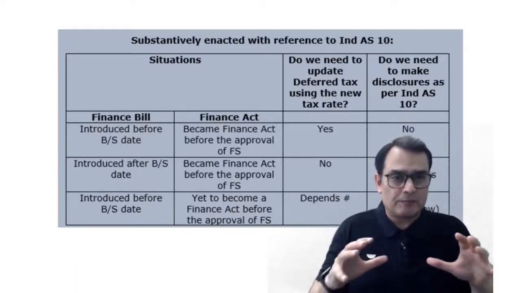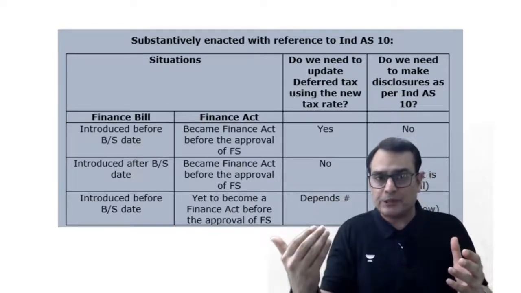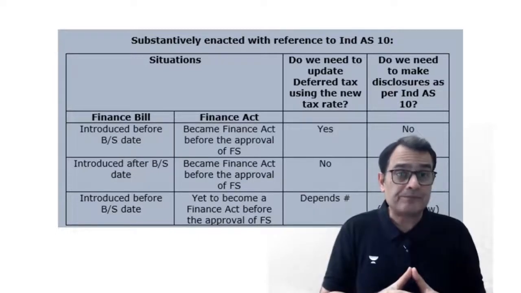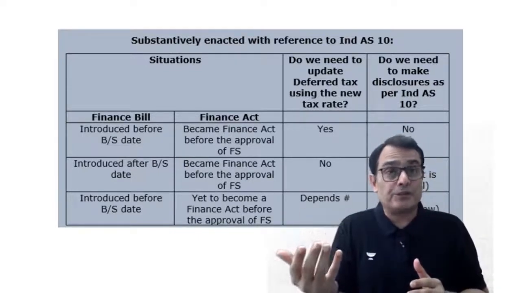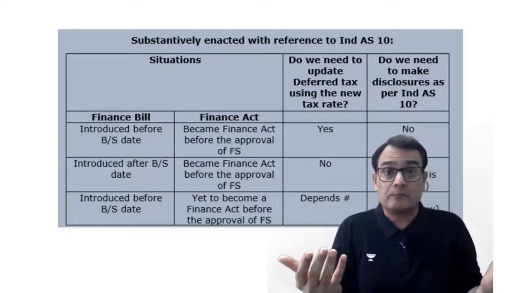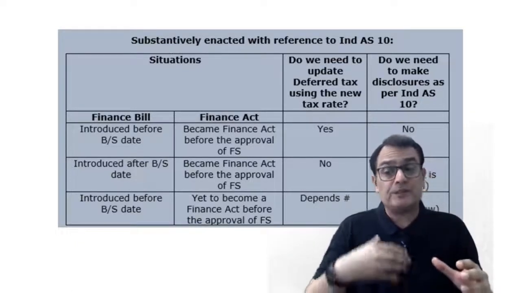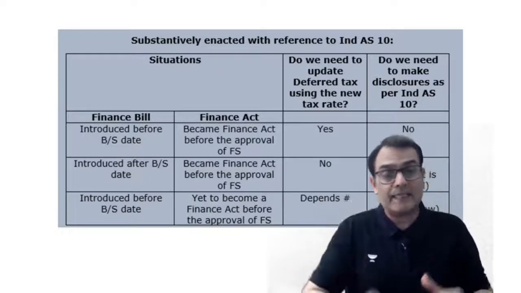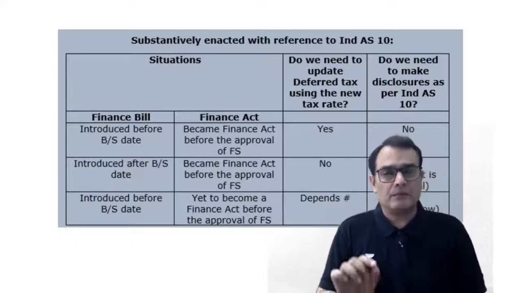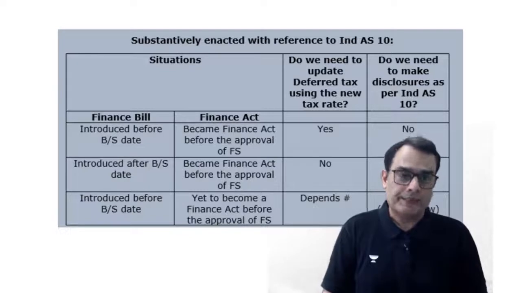So the interesting portion now is that there are three situations. Number one, bill before the balance sheet date became an act in the Ind AS 10 cutoff period. Go for the new rate. If it was a bill before the balance sheet date and it did not become an act even up to the approval, then an accounting policy choice. You need to decide whether you want to update or not. And if it is a bill which is introduced post balance sheet date and the act also became post balance sheet date, then I think it's simply non-adjusting, but you need to give a disclosure about the new tax rate, which even the Ind AS 10 would require.